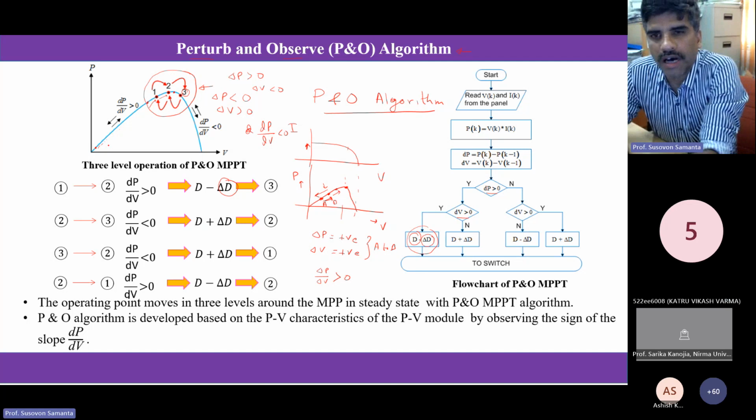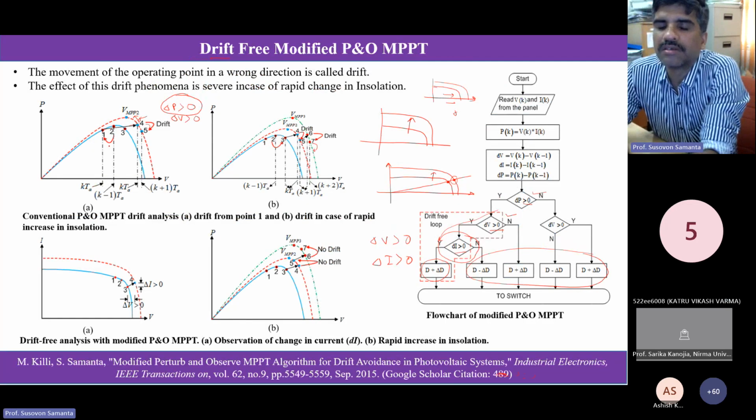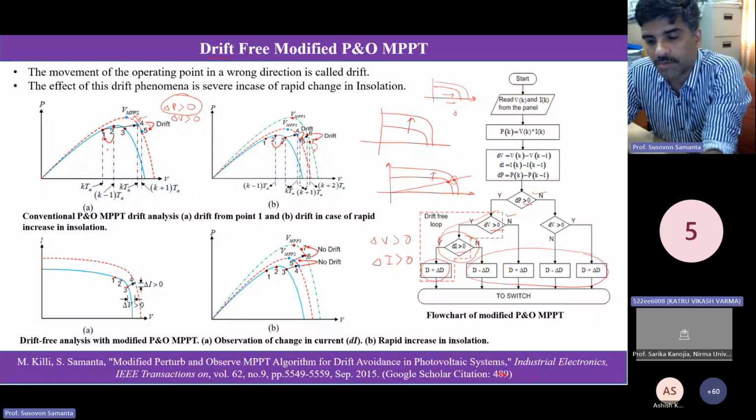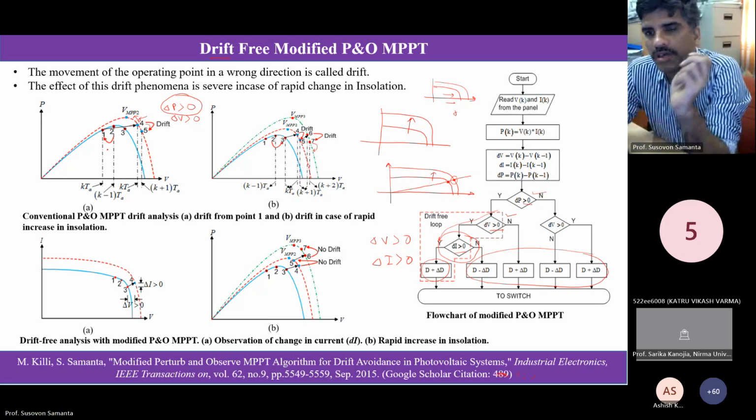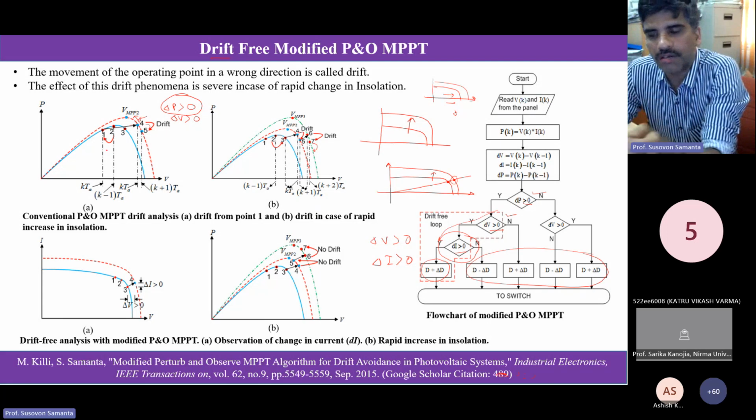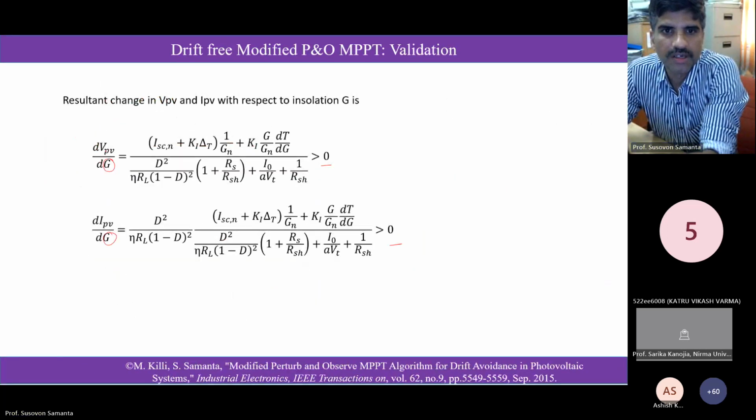So if you take large delta D, you have an oscillation in steady state around MPPT. At steady state, you have a large oscillation, but you will reach MPP very quickly. And if you take small delta D, it is just the opposite result that you will get. You will reach the MPP very slowly, but when you reach the MPP, oscillation will be less.